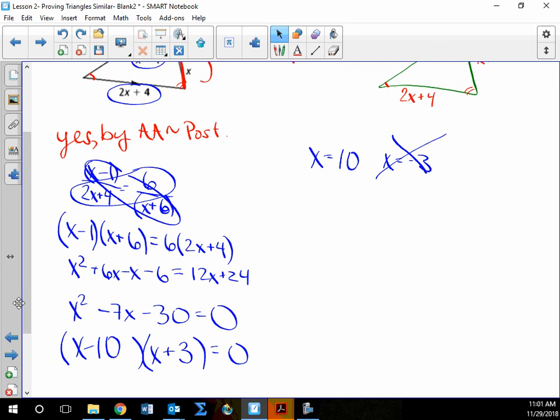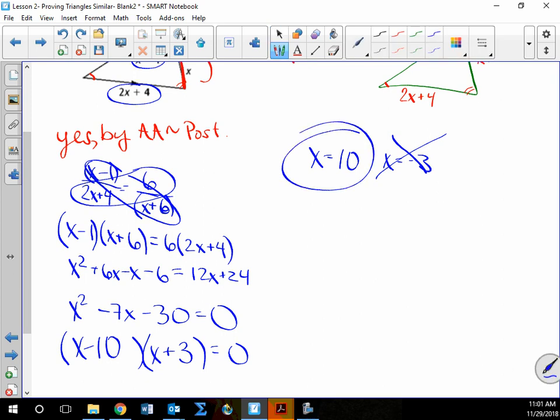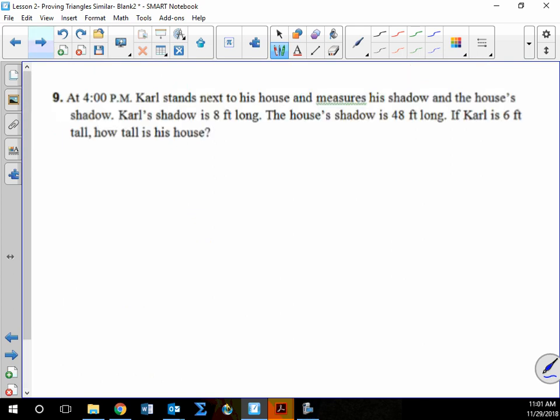Alright, so we have x plus 10. Any questions with that one? Alright. Our next one requires you to write a little bit. I will read this off to you to make it a little bit easier for you to write.